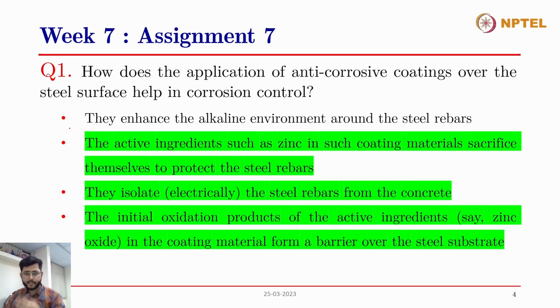But what they do is they get corroded, and these corrosion products that form over the steel reinforcement in turn protect the steel reinforcement from any attack by the chloride ions, or due to the decrease in pH or any other corrosive process that might occur inside the concrete structure, because there are additional initial oxidation products mentioned in the last statement. The initial oxidation products of the active ingredients like zinc oxide form a coating around the steel reinforcement that is already present inside the concrete structures, and that in turn protects the steel.